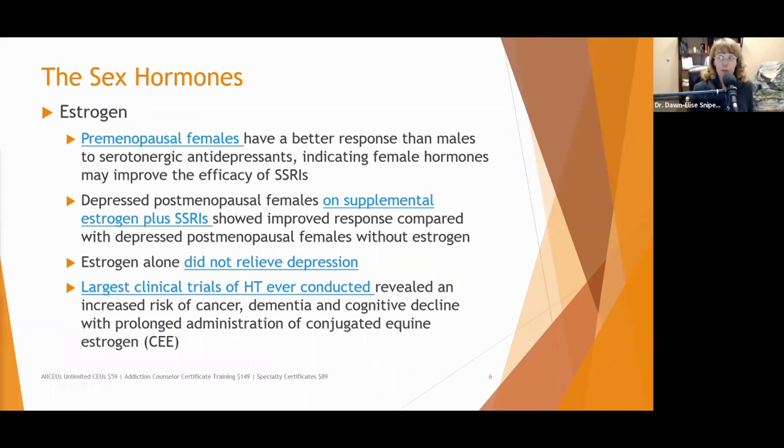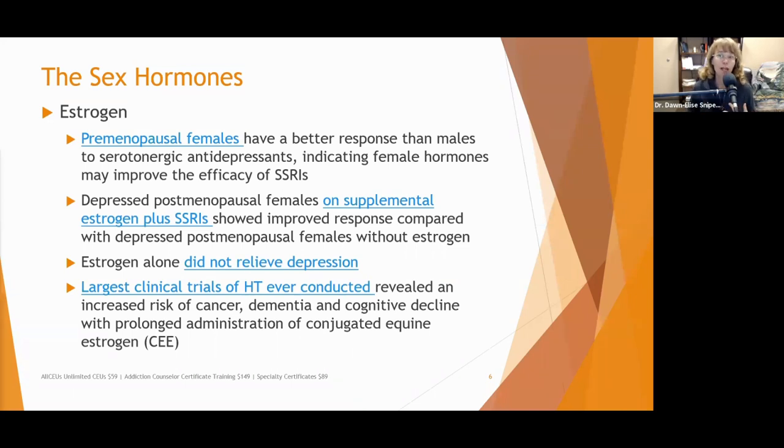Premenopausal females have a better response than males to serotonergic antidepressants, indicating that female hormones may improve the efficacy of SSRIs. Estrogen and serotonin are intimately intertwined. We saw in the research studies that there's a percentage of women out there who respond favorably to estradiol supplementation, which means that part of their symptoms may be caused by estrogen imbalances, not necessarily just serotonin, but putting that estrogen in there may help the system function better.